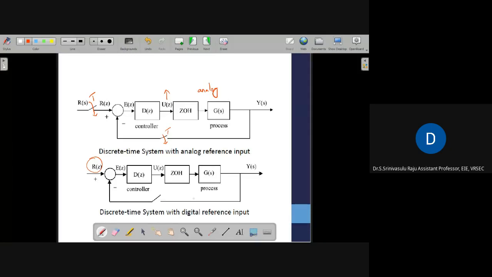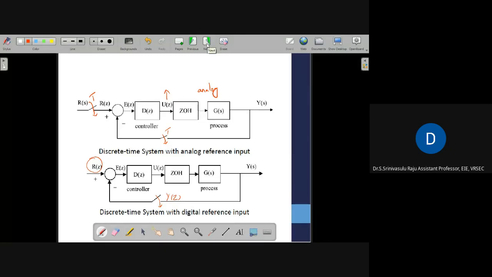You may ask why the output, that means Y of S, has not been replaced with Y of Z, because it's a continuous process. The output from the process is nothing but analog mode that should be sampled continuously to get the corresponding discrete time signal. So we can't replace Y of S with Y of Z. Always the feedback element should have the sampler.